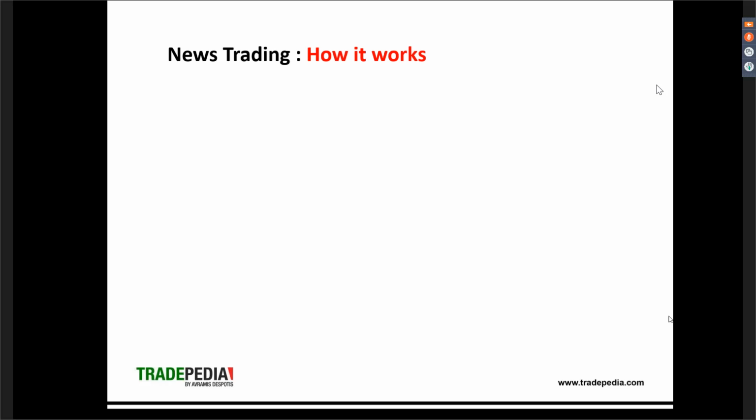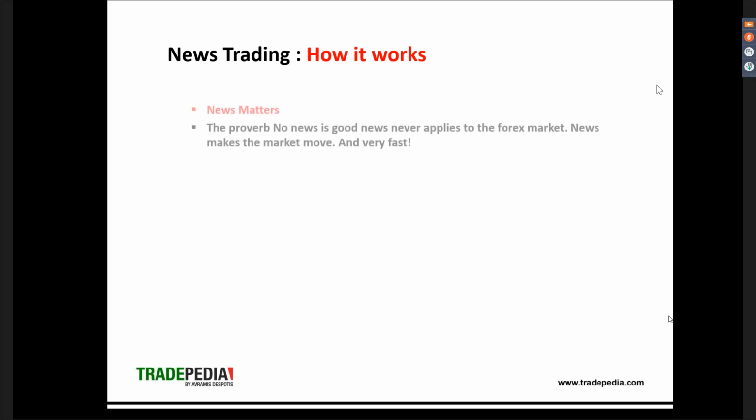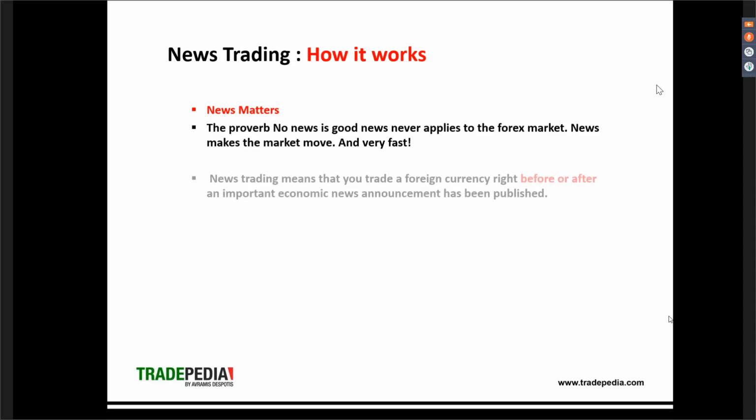So, news trading, how does it work? Well, the proverb that no news is good news doesn't apply to the Forex market. News makes the market move, and it can make it move very fast. This is why traders want to be aware not only of the releases, but try to guess what the release is going to be before it comes out, because it can bring a lot of volatility to the market and bring sharp moves.